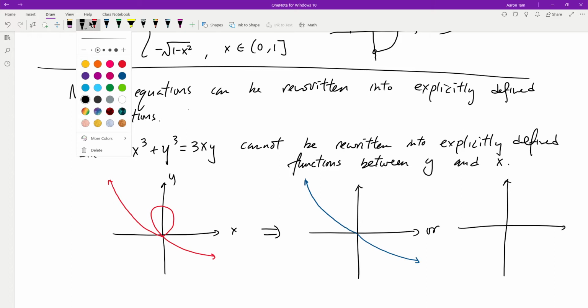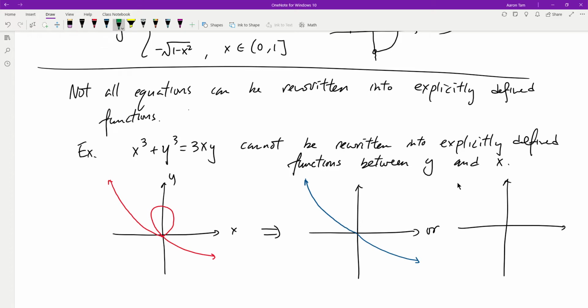Or maybe we just do the following. We'll take part of the loops. And then before we turn back, we say it's done. That would also form a function. So both of these are valid, implicitly defined functions. That is totally valid, totally acceptable. The problem is we just can't find an equation that would do that by looking at the equation x to the third plus y to the third equal to 3xy.